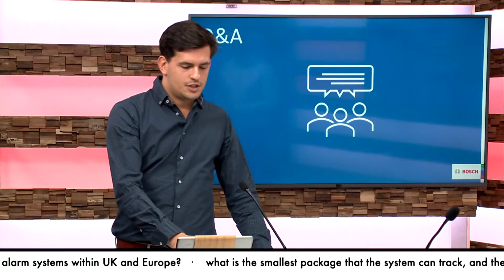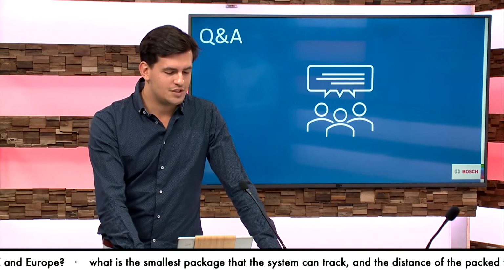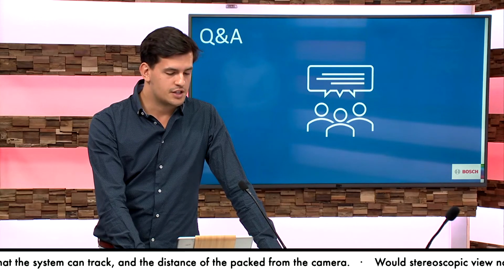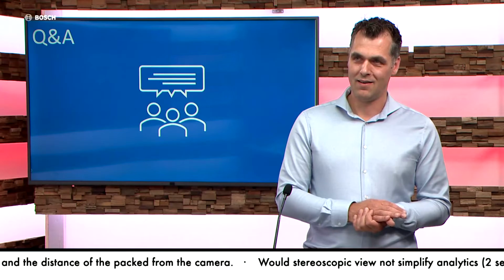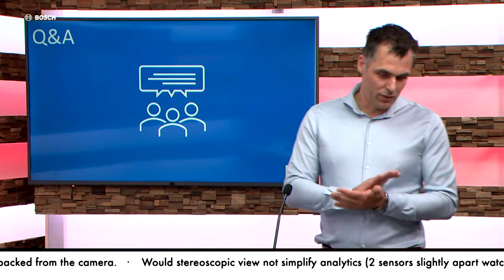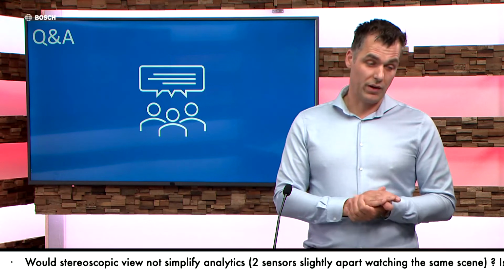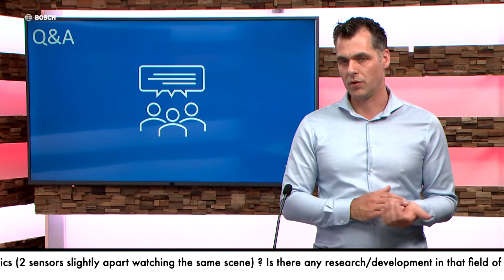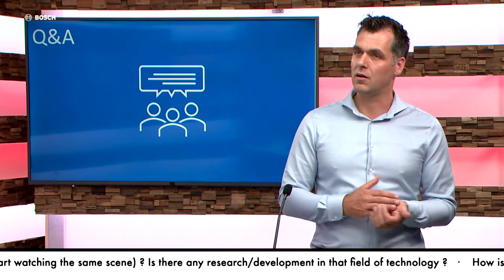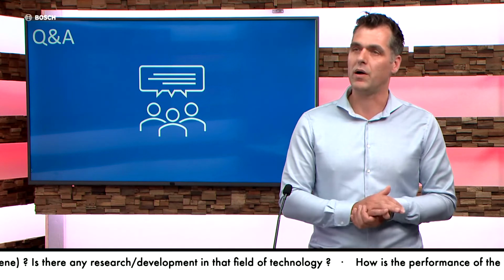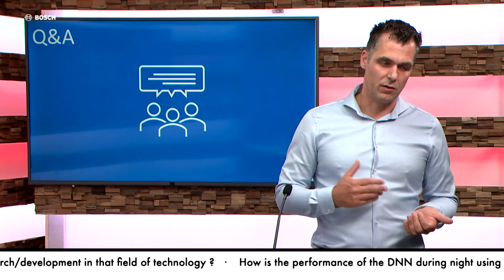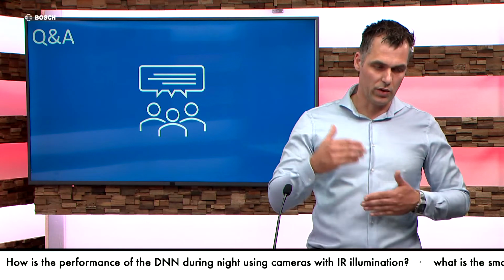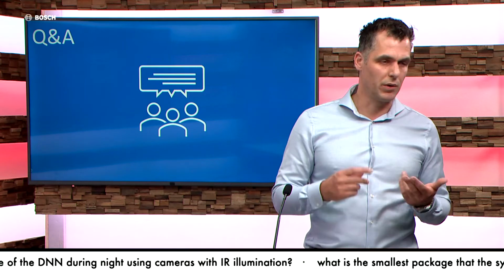Exactly, good. Someone else is saying, and it's a nice challenge for you, I think, would stereoscopic view not simplify analytics? So having two sensors slightly apart watching the same scene. Is there any research or development in that field of technology? Right. So with stereo vision, yes, we actually have a product with our automotive colleagues. We're doing automatic valet parking with them as a pilot. However, we clearly see that the majority of cases, and where we are strong, is really in traffic solutions and perimeter solutions.